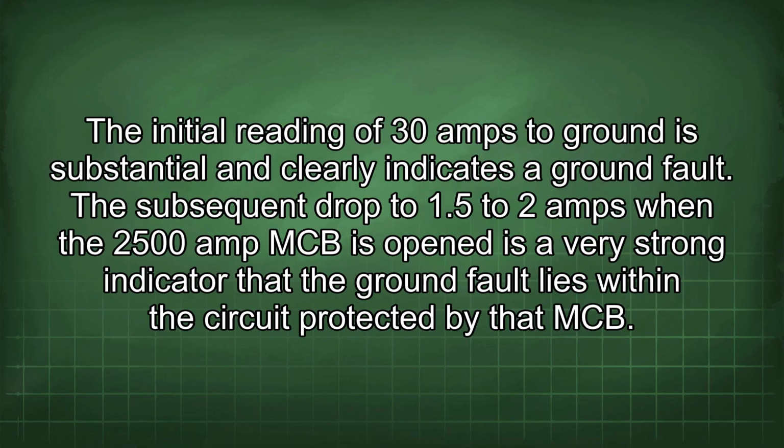The initial reading of 30 amps to ground is substantial and clearly indicates a ground fault. The subsequent drop to 1.5 to 2 amps when the 2500 amp MCB is opened is a very strong indicator that the ground fault lies within the circuit protected by that MCB.